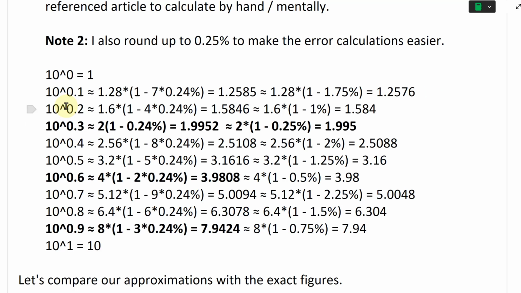All right. The next one, 10 to the 0.2, is approximately equal to 1.6, and this was derived from 2 to the 4. So that means we're going to multiply the error 4 times. So we have to subtract that error 4 times 0.24%. We get this number. And it's approximately equal to, also, if you want to go even simpler, 1.6 times 1 minus 1%. Because this is 4 times 0.24, rounded up to 0.25, so just subtract 1%, and you're going to get 1.584. And this one is easier to calculate by head or by hand.